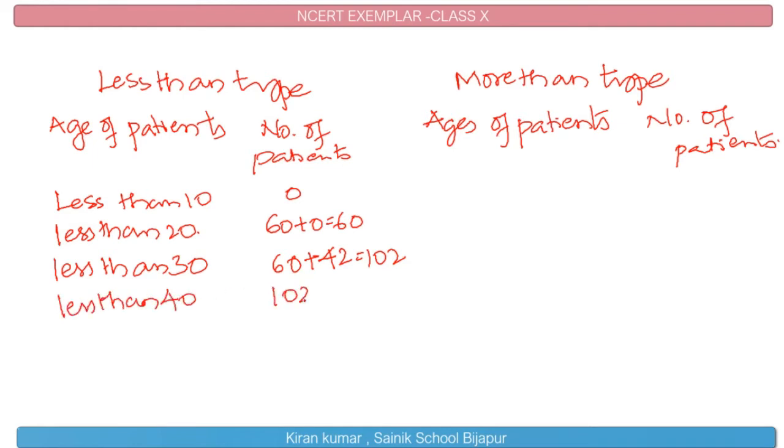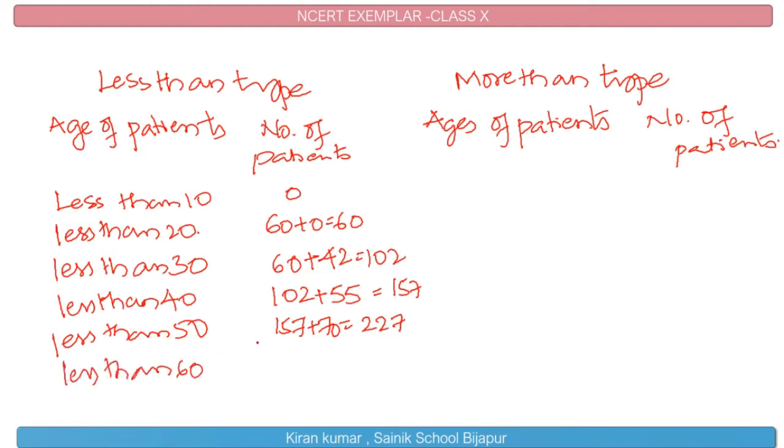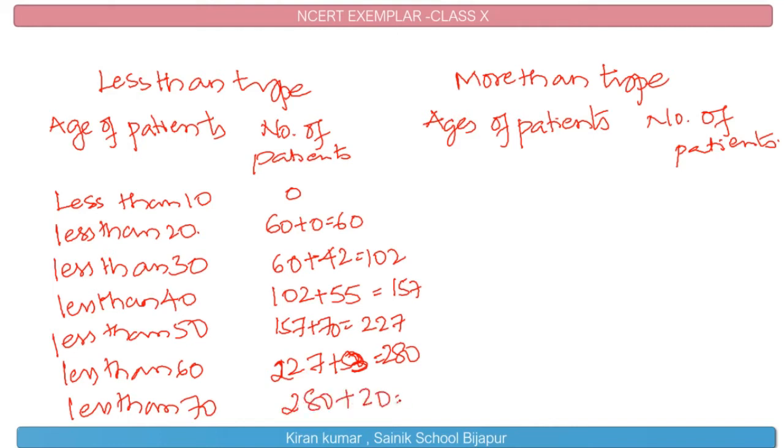Less than 40, 102 to be added to the frequency 55, it becomes 157. Less than 50, it is 157 added to 70, 227. Less than 60, it is 227 added to 53, it becomes 280. And the last, less than 70, it is 280 added to 20, it becomes 300.